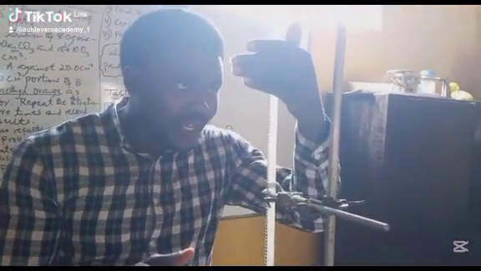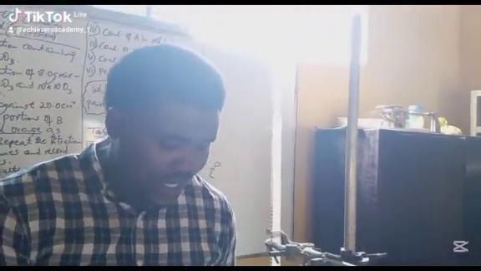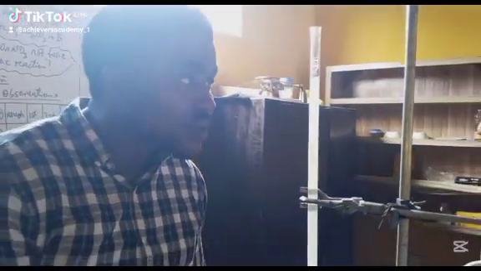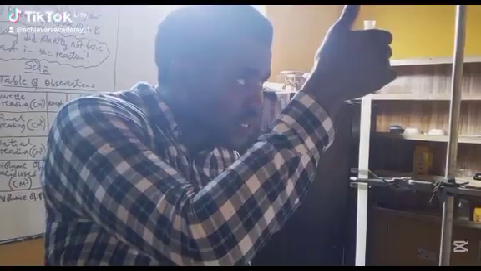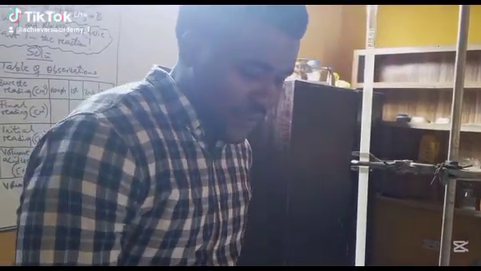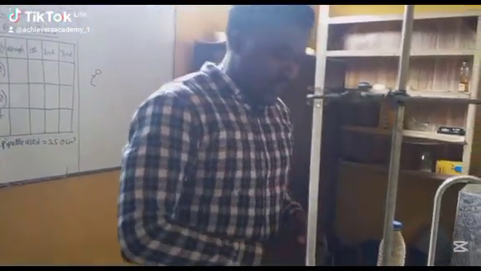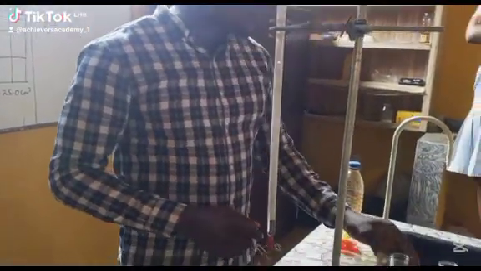So looking at this, I can see it is not exactly at the 0 mark, so I need to take it down a little. Yes, this is accurate. Now, my acid is set in the burette. The next thing I'll do is to get my base into the conical flask.